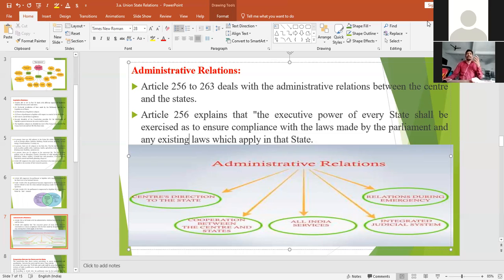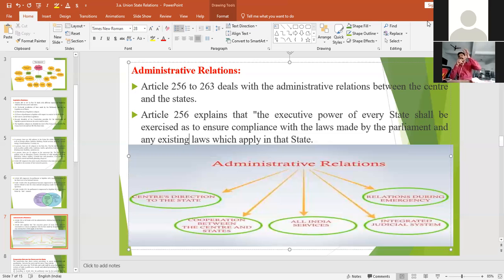So it means both the central government and the state governments make laws, but those laws should not deviate from one another. The similarity should be there. The central government laws may apply to the state governments, because the center is the supreme executive body in India. Then the center gives directions. So Article 256 particularly explains that the center gives directions to the state governments in administrative matters.